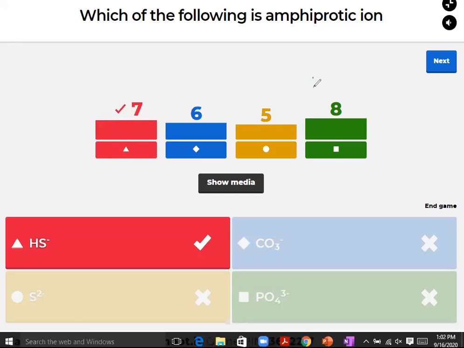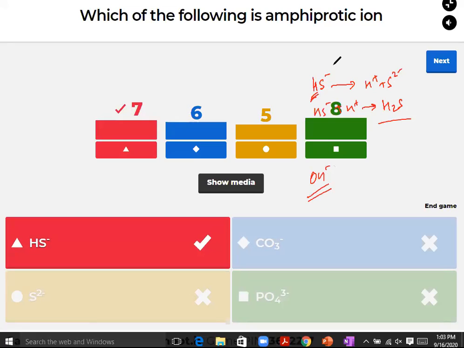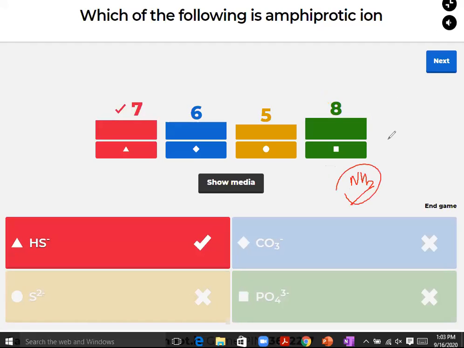First, I said amphiprotic is that compound which is both acid and base, right? So obviously for being acid, it should have H plus. Now HS minus, after removing H plus, will give H plus plus S2 minus, and after taking H plus, it forms H2S. Same as OH minus. Same as NH3, OH minus, HS minus, all of them are amphiprotic.